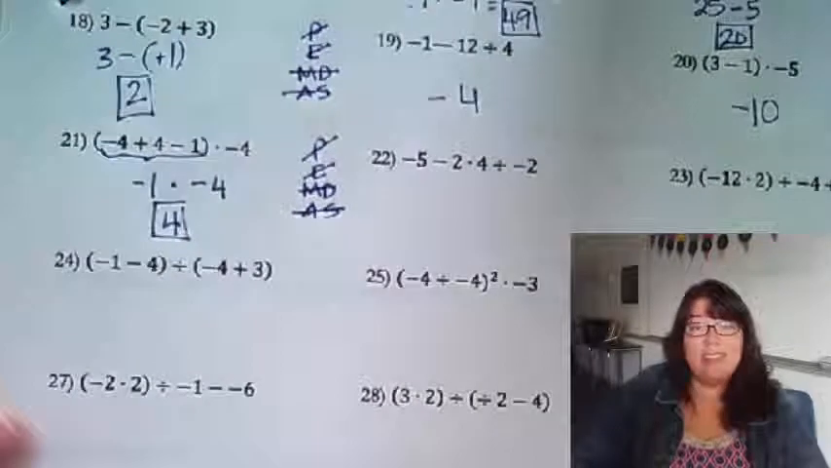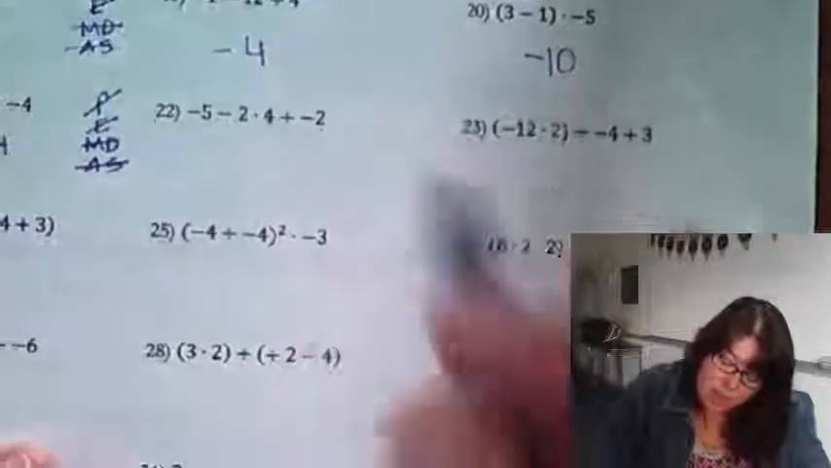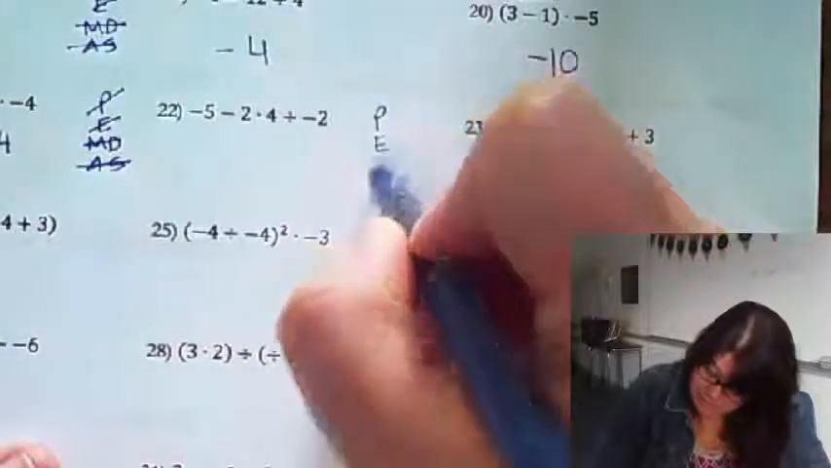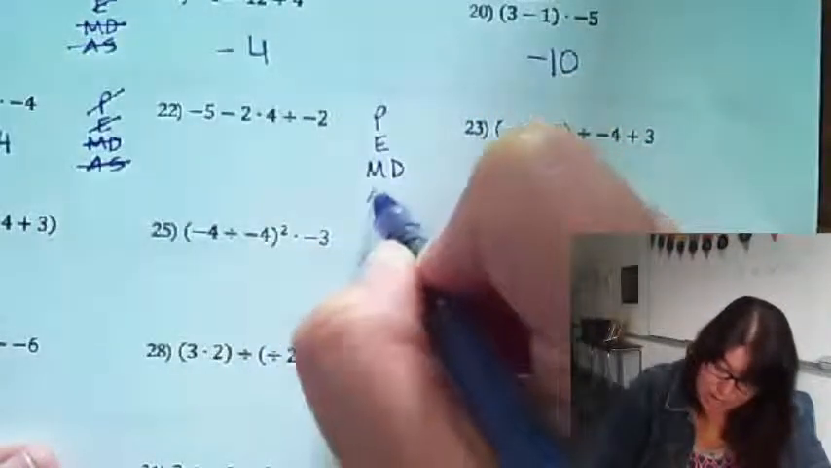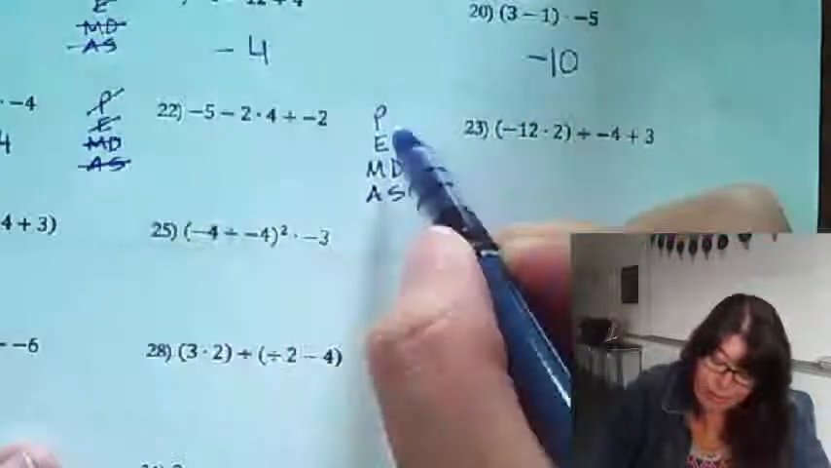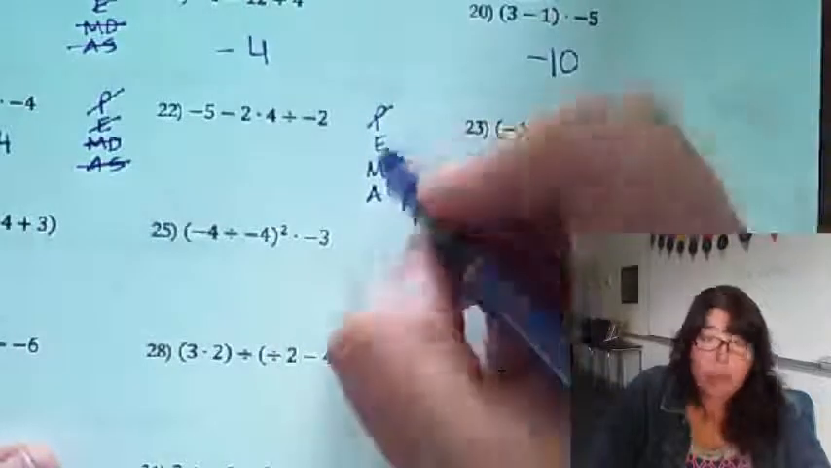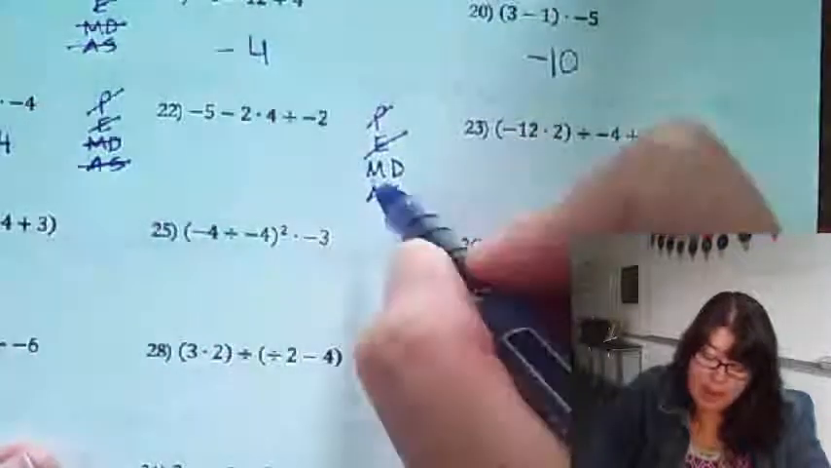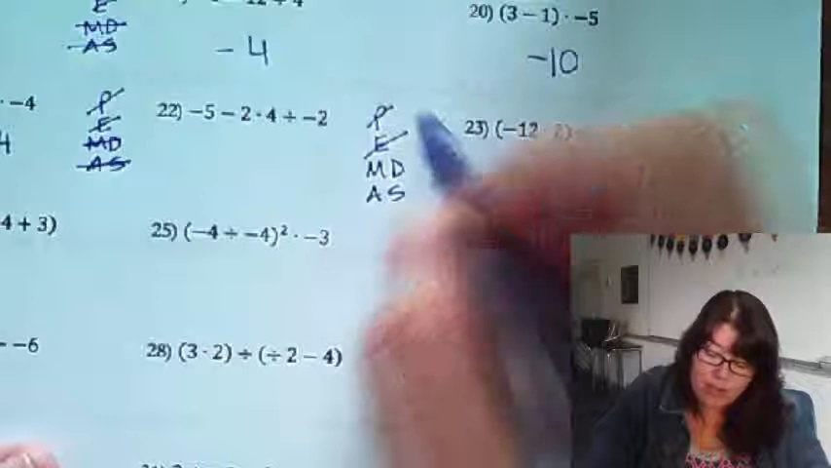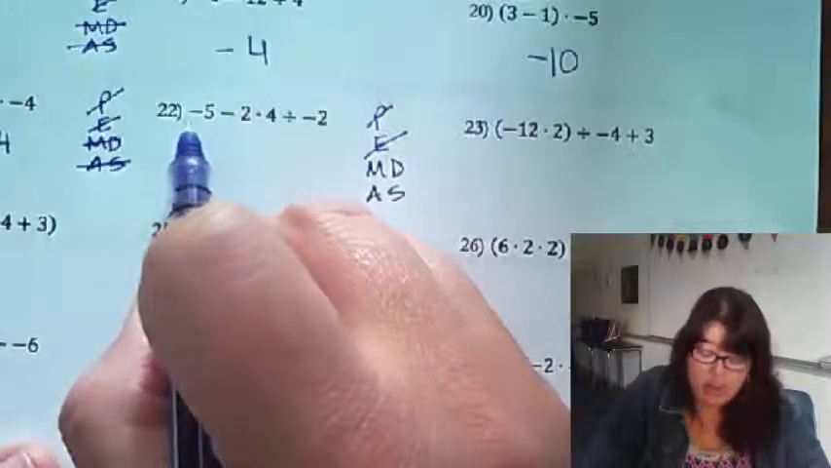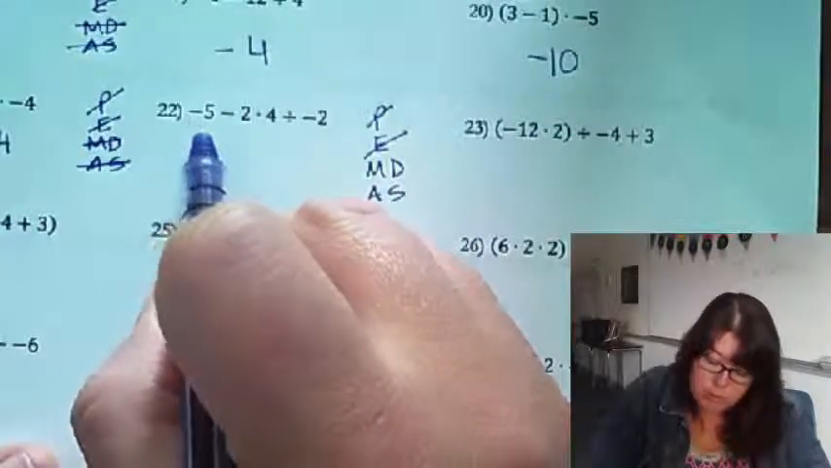Number 22, let's take a look at this one together. Parentheses, exponents, multiply, divide, add, and subtract. Parentheses, well, I don't have any, so I'm good to go there. Exponents, don't have any of those either, so I'm good to go there. Multiply and divide, left to right. So I'm going to start on the left side of my equation and work my way across.